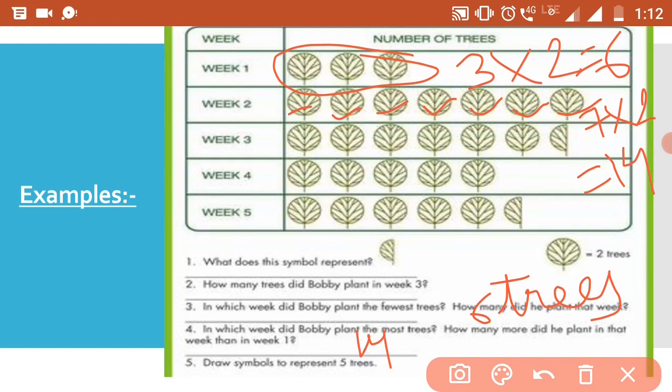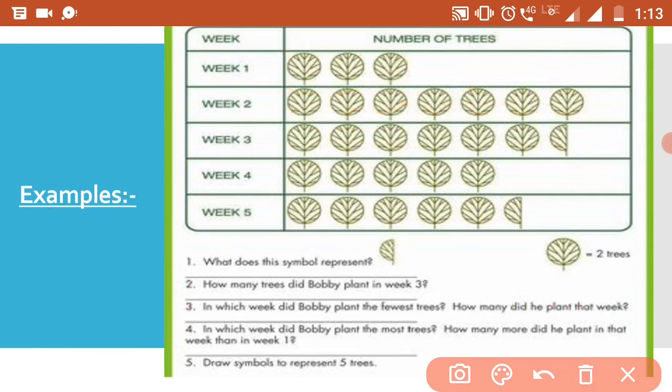Okay. Next, draw symbols to represent 5 trees. For representing 5 trees, you have to draw the symbol. How can you draw? You have to draw 1, 2. You can represent 4 trees with this, because one symbol is equal to 2 trees. Now let's draw half. Half represents 1, so this is 5 trees. Okay, this is how we use pictographs.